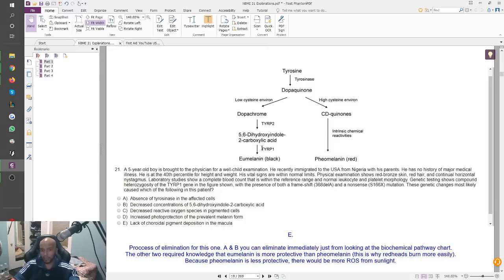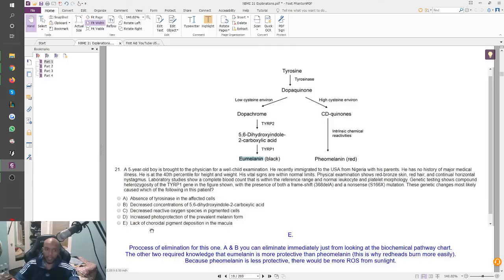And when you don't have TYRP1, you're not gonna make eumelanin, right? Because that's what they told you in the question. In the question, they said you have a mutation of TYRP1 gene, so that means your TYRP1 is not working, so you're not gonna make eumelanin. They didn't put that as an answer choice. Had they written, you're not going to make eumelanin, that would be the correct answer choice, and you would pick it and you would move on.